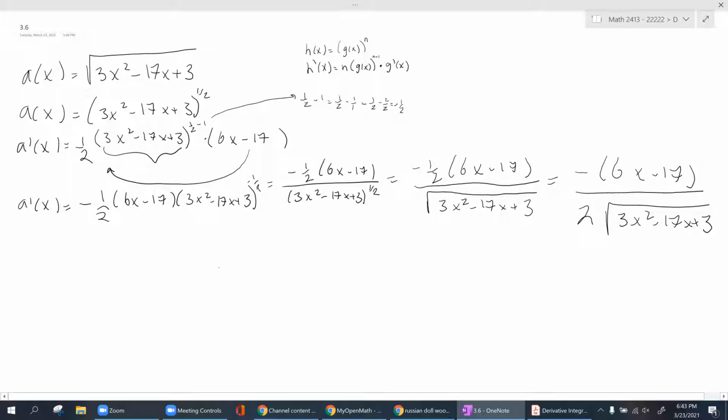Once you go ahead and give strength to your algebraic skills, that's it. That's what we have here. Let's go ahead and do our next problem. We have another example.